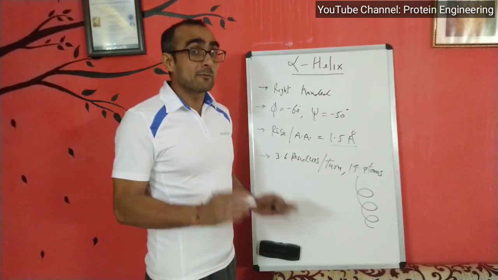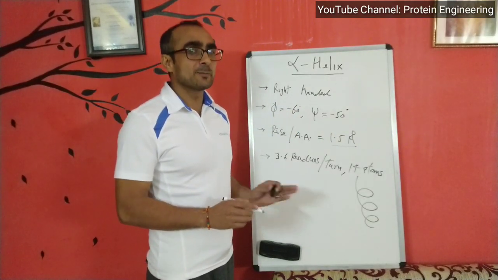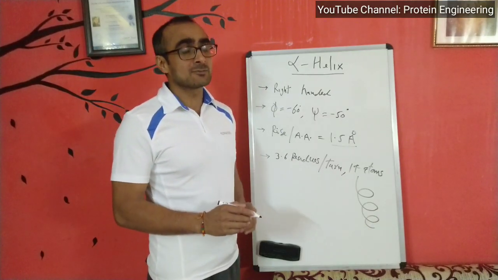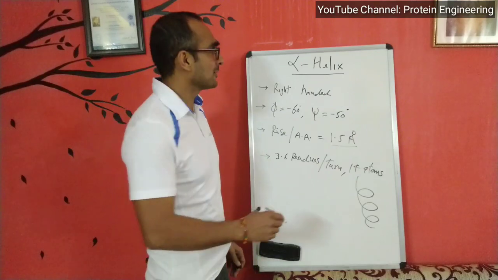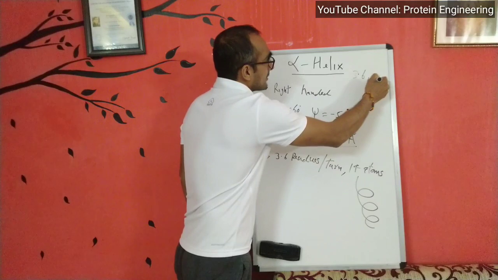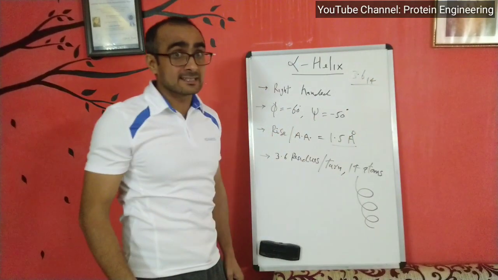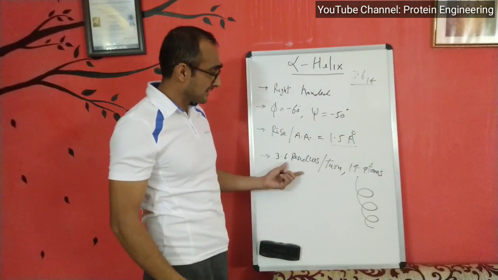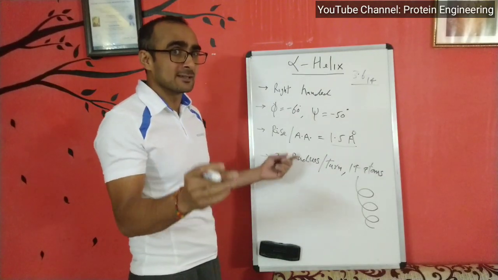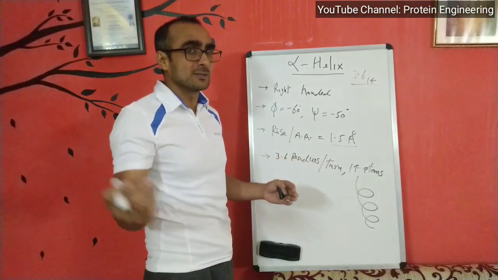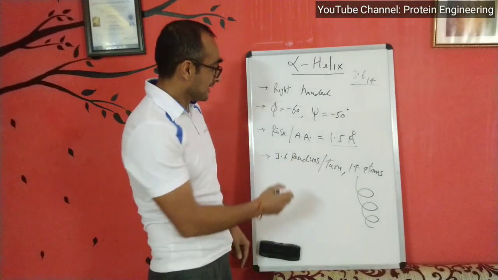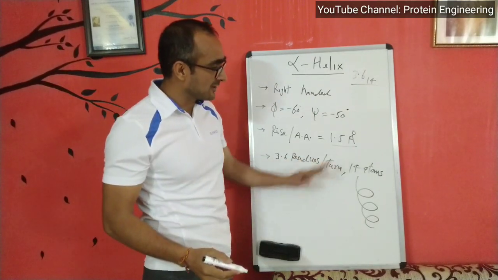There are on average 3.6 residues per turn of alpha helix, and per turn there are 13 atoms. That's why sometimes the alpha helix is also called a 3.6-13 helix, because per turn you have 3.6 residues. Residues means amino acids: when an amino acid is present in a polypeptide, water is removed, and as a result it is called an amino acid residue. So there are 3.6 residues per turn.